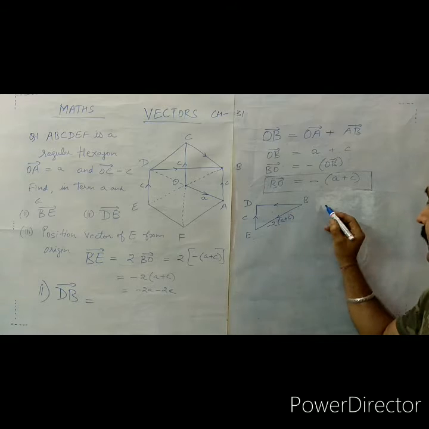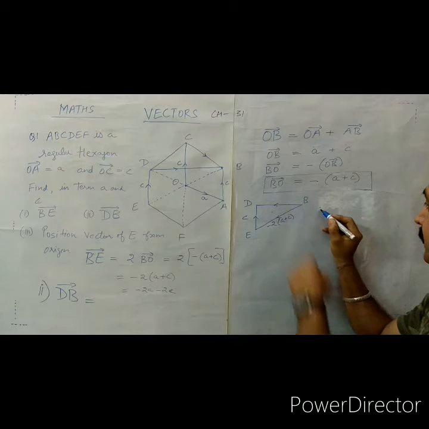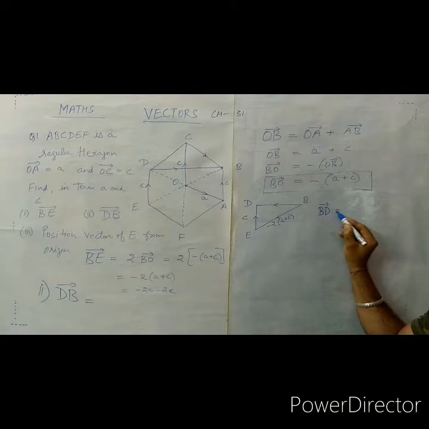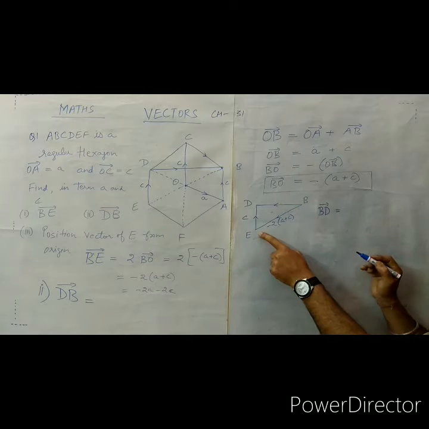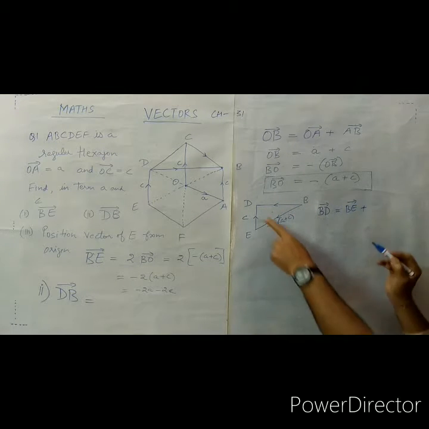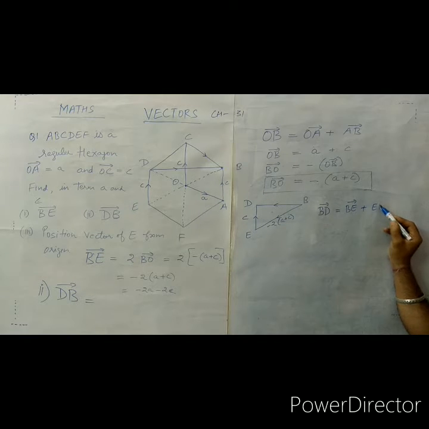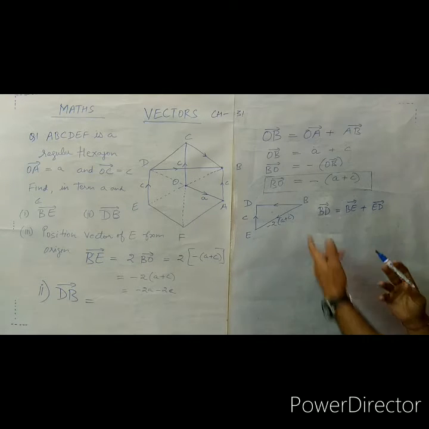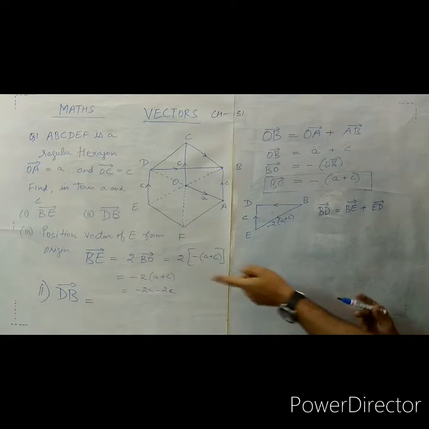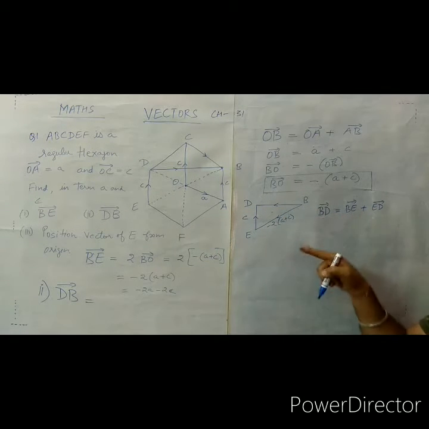Here we can find that vector DB, or here BD vector is equal to BE plus ED vector. So it's our own choice. If we want to go in the negative directions, then we can go ahead in that way.